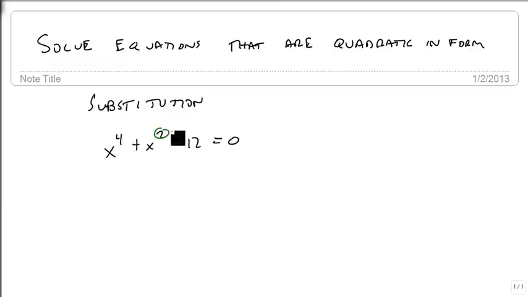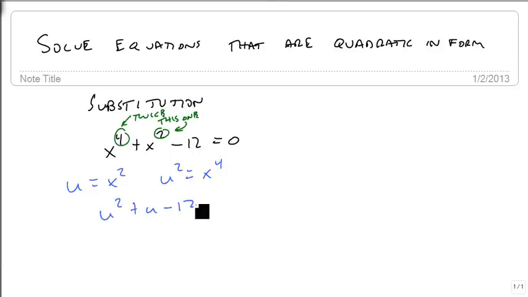What we want to make sure is that this power is twice this one. If it is, then we let our u equal the smaller of the two, the x squared, so when we square it, we get the bigger of the two. Now we can rewrite this as u squared plus u minus 12 equals 0. This can be solved by factoring. We have factors of minus 12 that add up to 1, so u plus 4 and u minus 3 equals 0. Then we get u equals minus 4 and u equals 3 as our solutions for u.